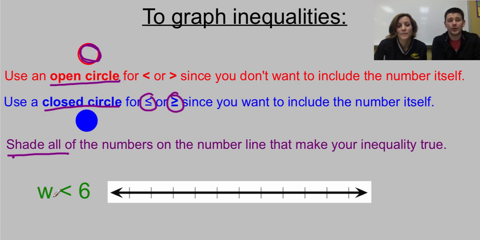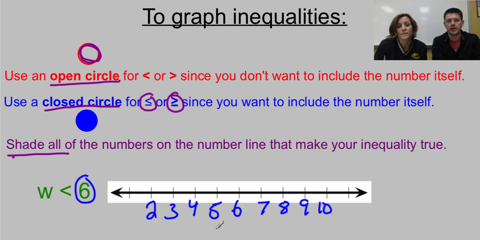The first key is read it to yourself. W is less than 6. So we want numbers that are less than 6. Start with your number, and that goes right in the middle of your number line. And we're going to build ourselves a number line. Number at least 3 numbers going up, and then number at least 3 numbers counting back down. So basically we're creating a chunk of a number line.